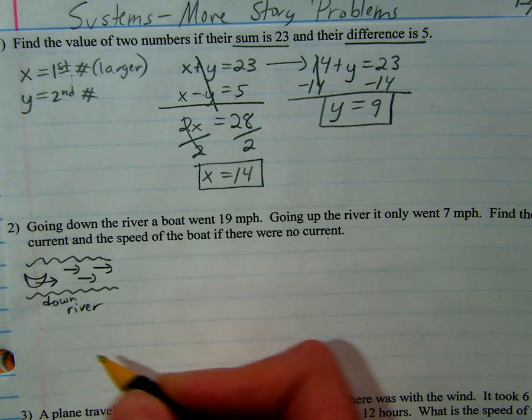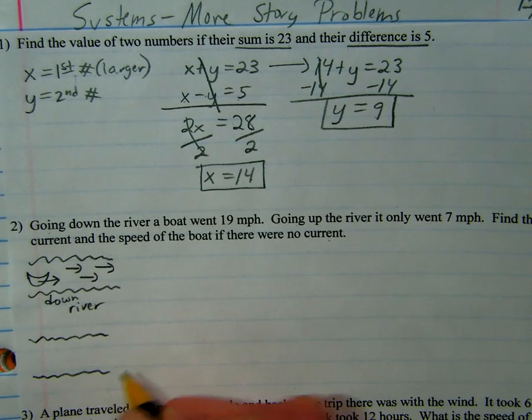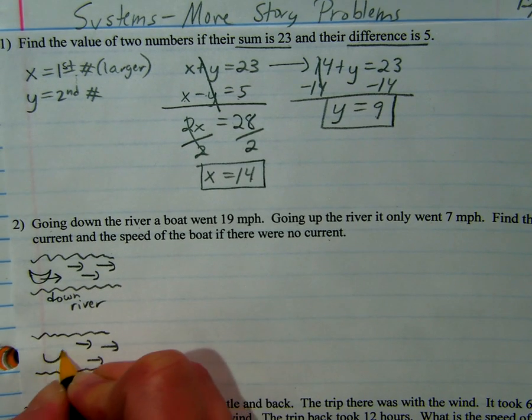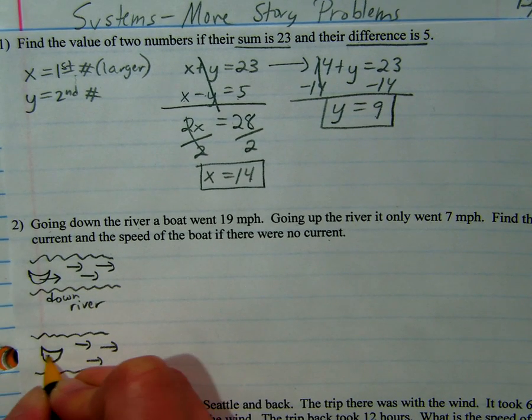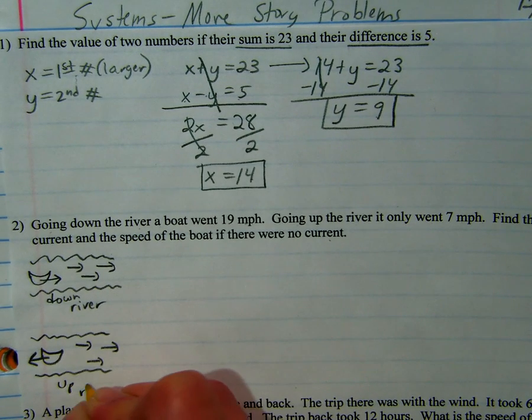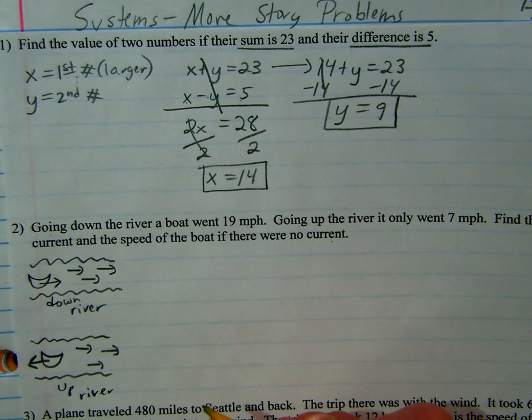If we then switch it, so I'm going to draw another little picture, and I'm still going to say the river is going this way, but let's say that the boat this time is going against the current. It's going the opposite way. That's going upriver, and the current will actually work against it.